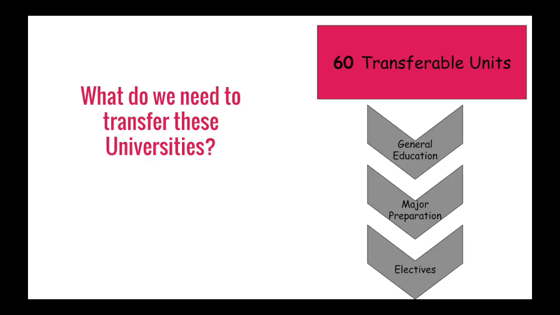The remainder will come from classes related to your major, also referred to as major prep. Electives may or may not be needed, depending on how many classes are required for your major. STEM and other competitive majors have specific admissions requirements. For this presentation, however, I will be focusing on the UC and CSU general education admissions patterns.